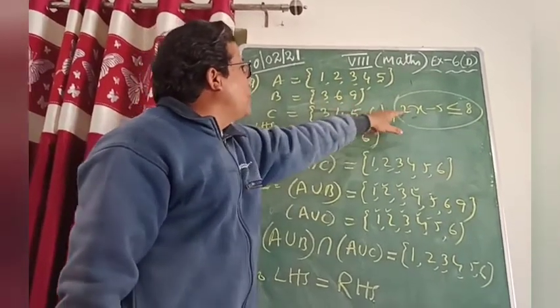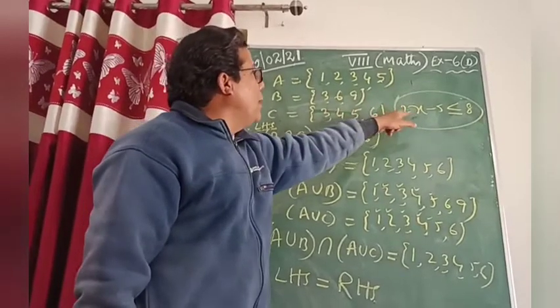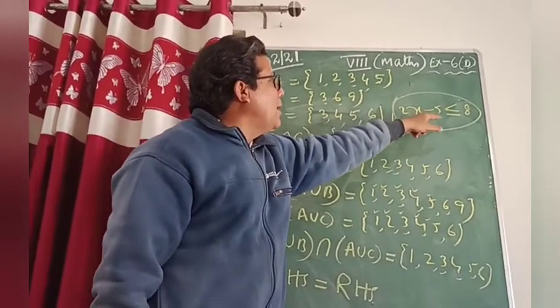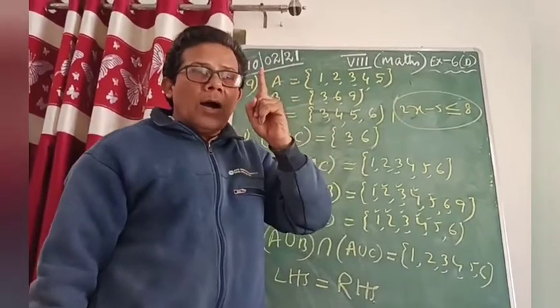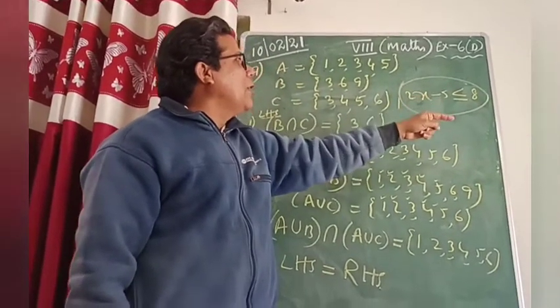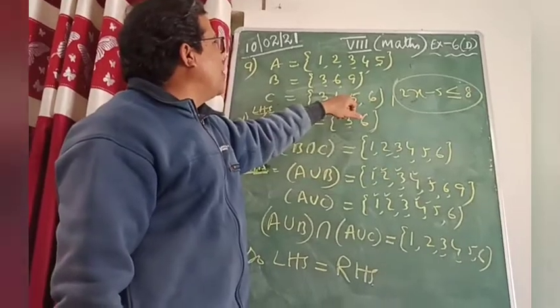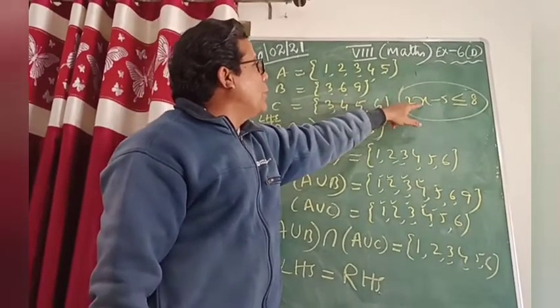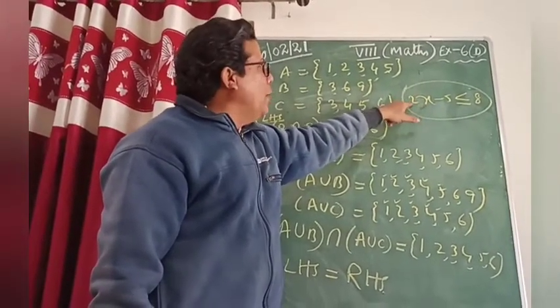So I have taken here 3. So 2 into 3 is 6. 6 minus 5, 1 comes. 1 is a natural number whose value is less than or equal to 8. Then I have taken the next number 4. So in place of x, what happened here? 4. So 2 into 4, 8.